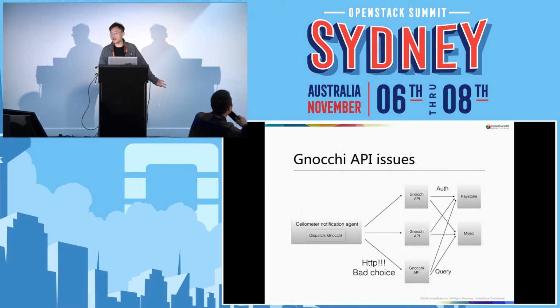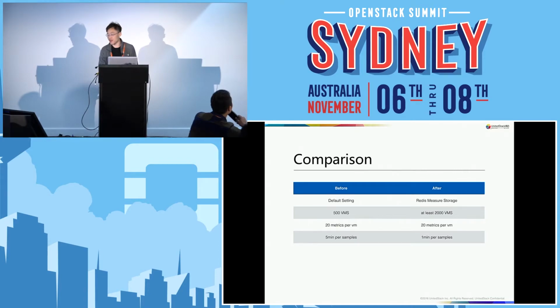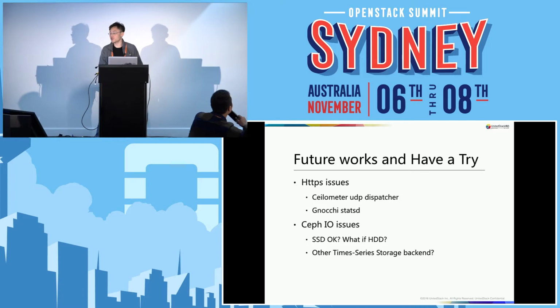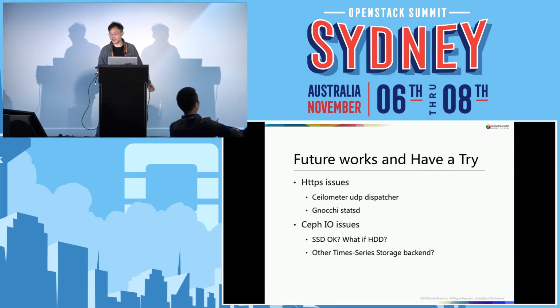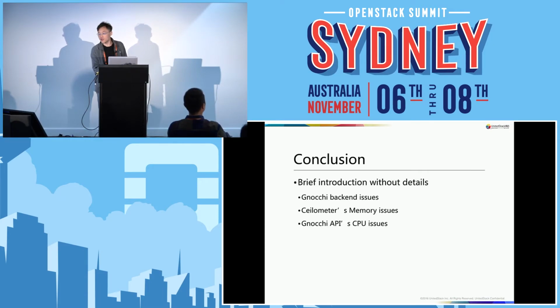And last, the Gnocchi API issue. Maybe this is another issue, but time is up. Okay. So for future work, we will test the HTTP issues. We can use the Ceilometer UDP dispatcher and Gnocchi statsd, so this will not use the HTTP protocol. And also Ceph.io issues; there are other time series storage backends we can use, because Gnocchi makes it very easy to develop drivers. Okay.